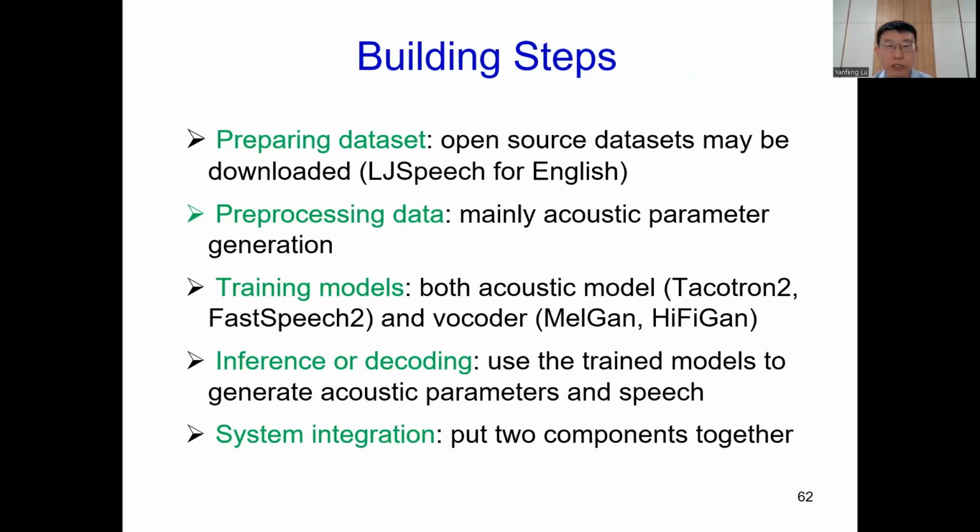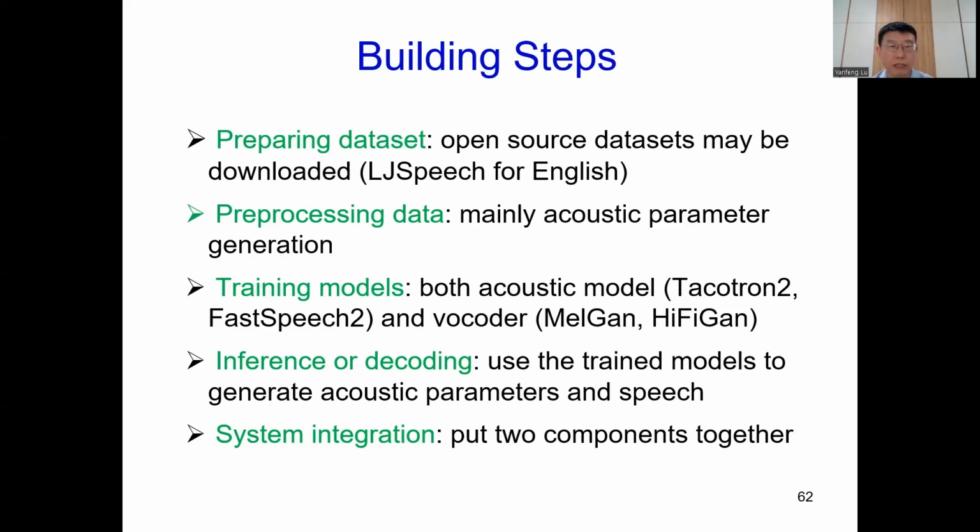Here are the major steps in building a neural TTS. First, you need to prepare the data set. Neural TTS is still based on data modeling, so first you need to have the data set. Fortunately, there are many open source data sets on the web that you can download directly. A popular English data set is LJ Speech. You can just Google LJ Speech to find the download link.